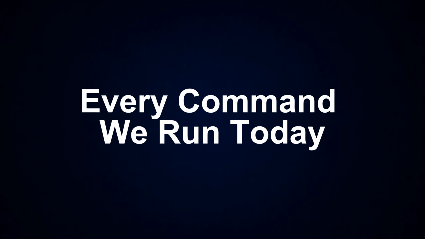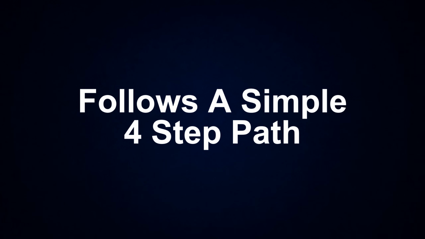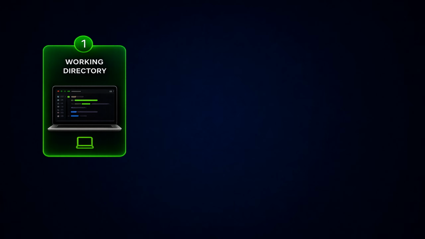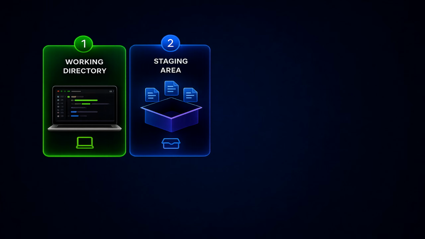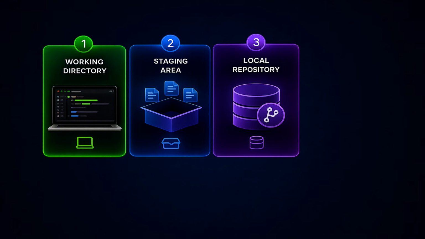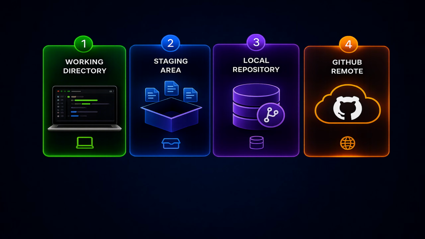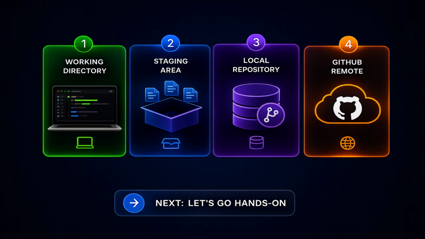Every command we run today follows a simple 4-step path. You write code on your machine, working directory. You pick which changes to pack, staging area. You seal the snapshot locally, local repository. You upload the snapshot to the cloud, GitHub remote. Now that you have the mental model locked in, let's jump in hands-on, setting up your GitHub account and creating your very first remote repository.